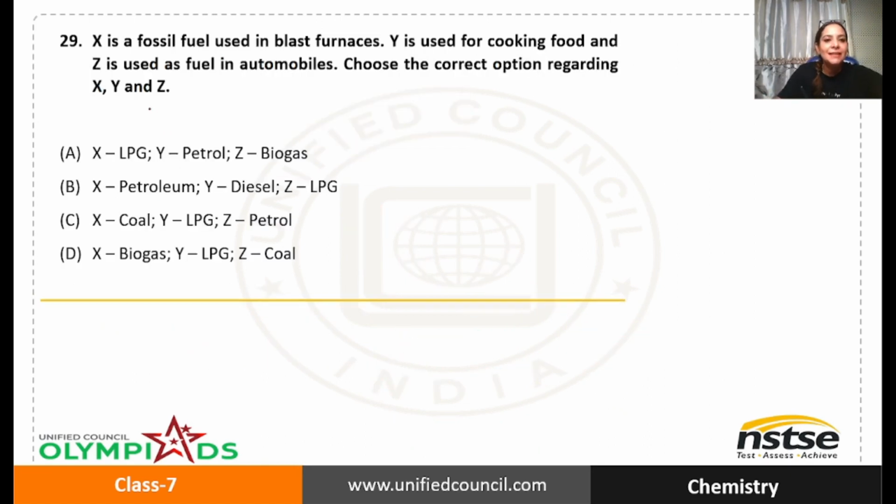Next question says, X is a fossil fuel used in blast furnaces. Y is used for cooking food and Z is used as a fuel in automobiles. We need to choose the correct option regarding X, Y and Z. Now here, one thing is common in them, that all of them are fuels. So what is basically a fuel?